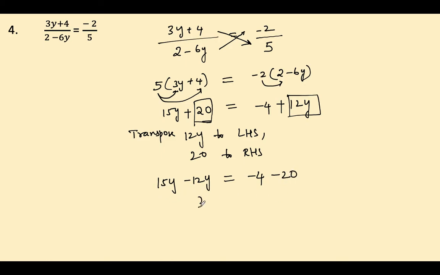15y - 12y is 3y. -4 - 20 is -24. So what is y? y is equal to -24/3. 3 times 8 is 24. So y is equal to -8 is the solution to this given equation. You can verify it by substituting the value y = -8. Let's look at the next question.